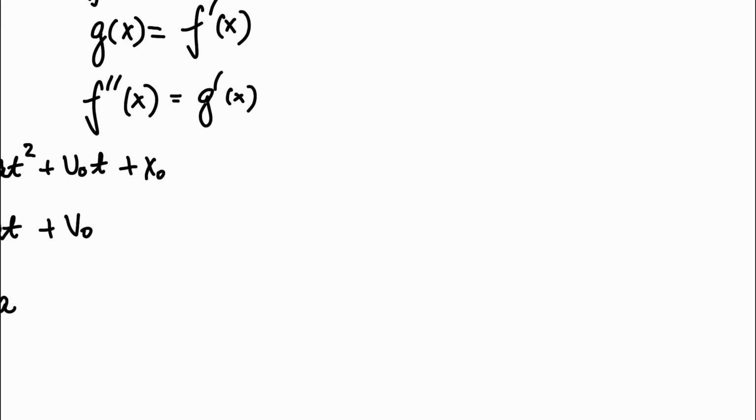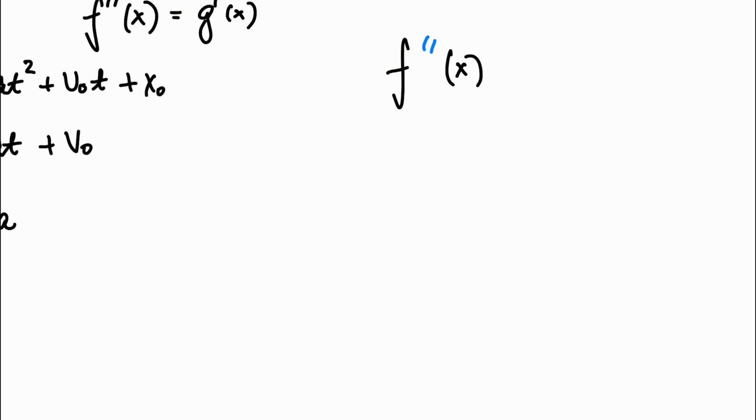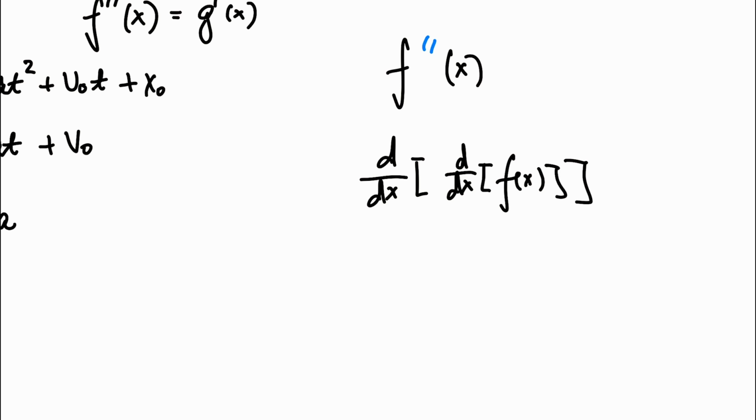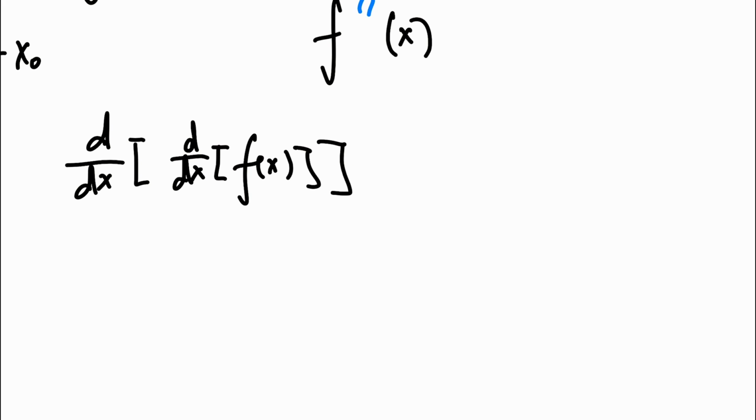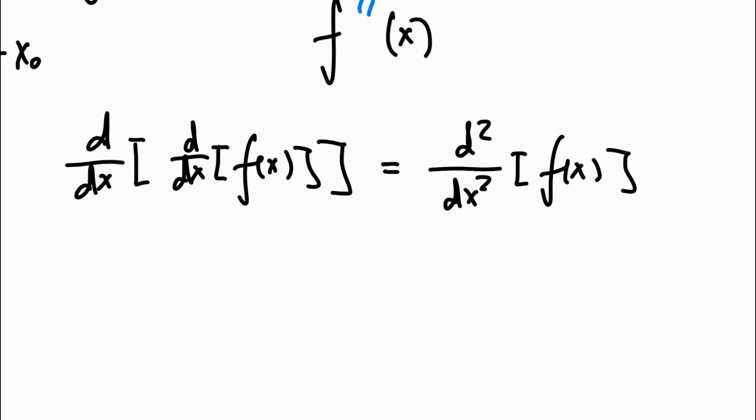And there are also different notations for the second derivative. One of them I've shown is f double prime of x, and we can also write it as the derivative with respect to x of the derivative with respect to x of f of x. Although this is a pretty silly way to write it, and you probably don't want to write that. Another way of writing it would be d squared over dx squared, which is equivalent as well.